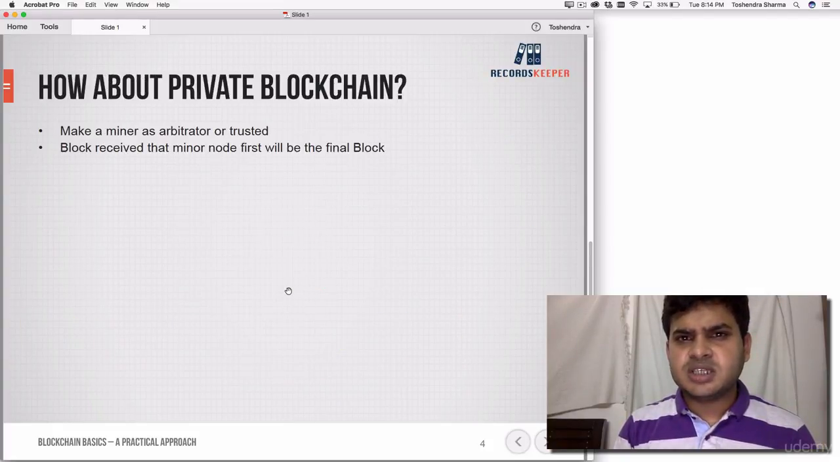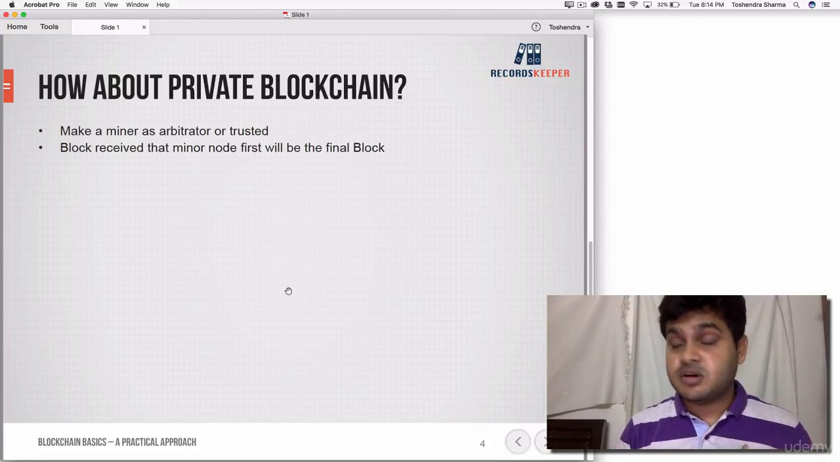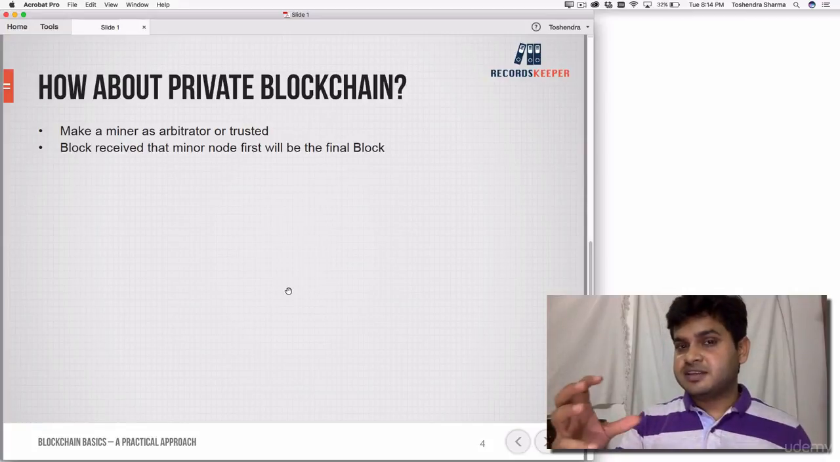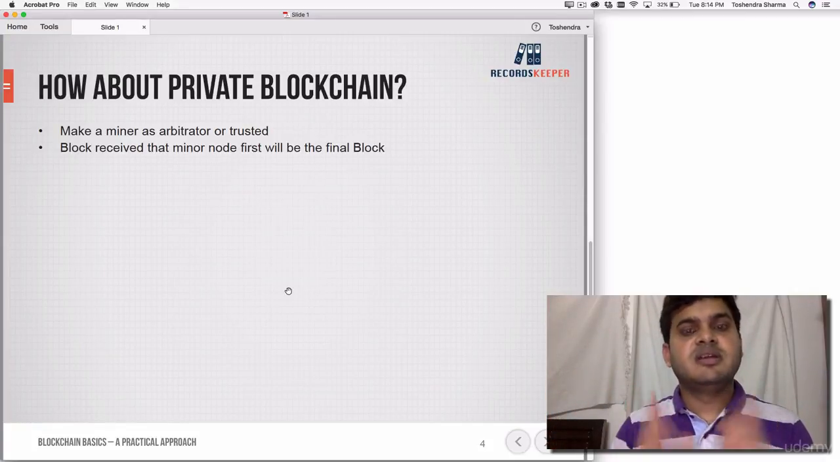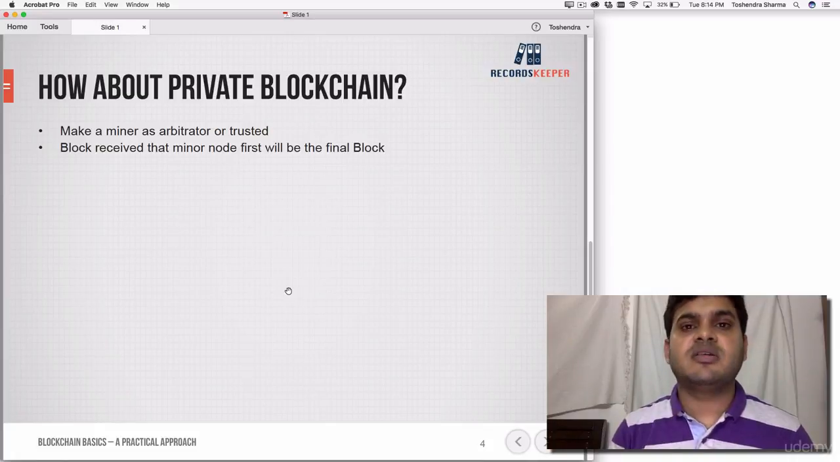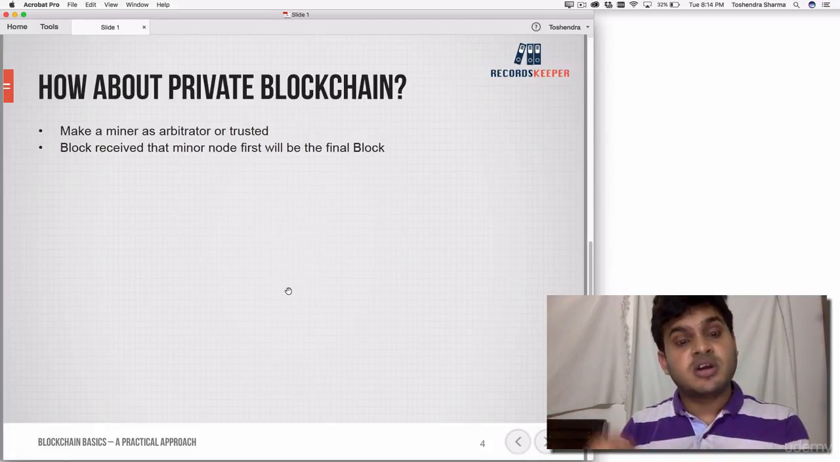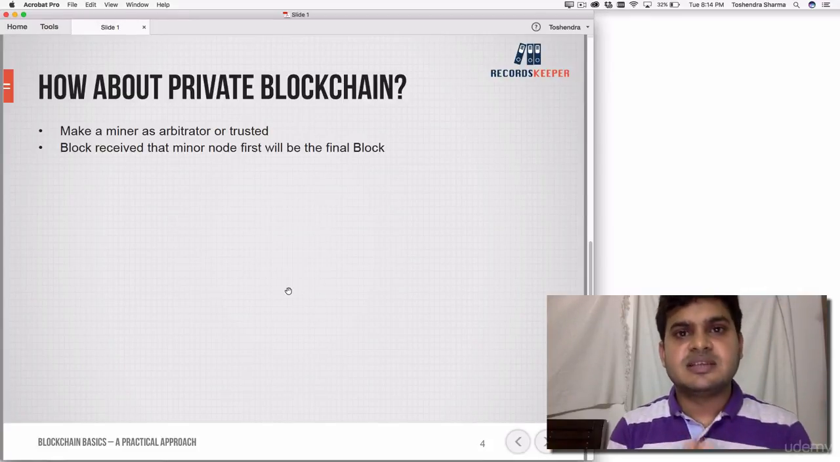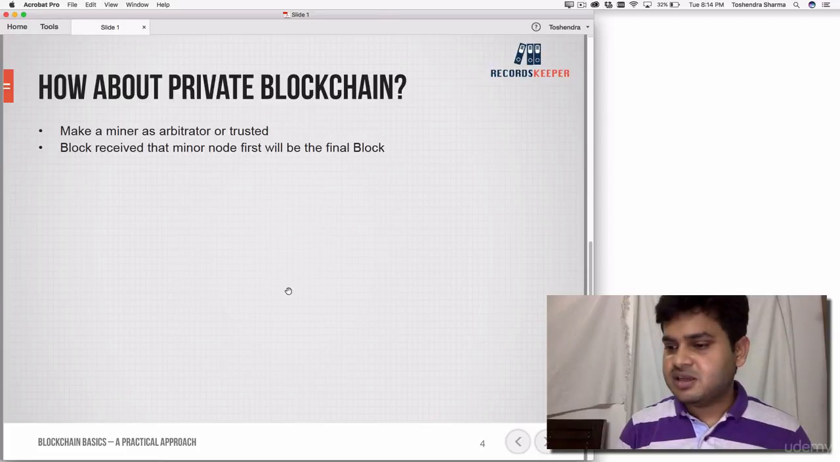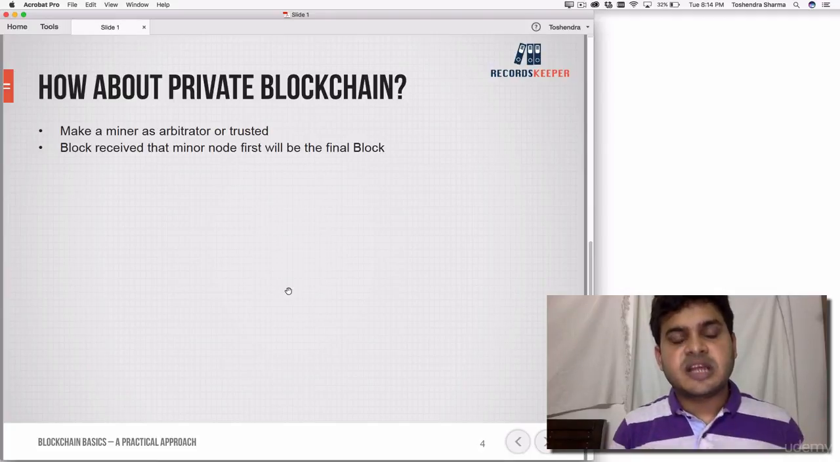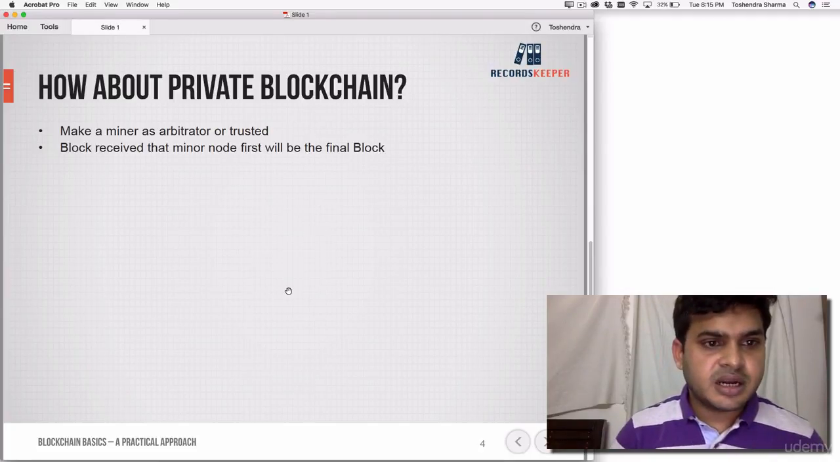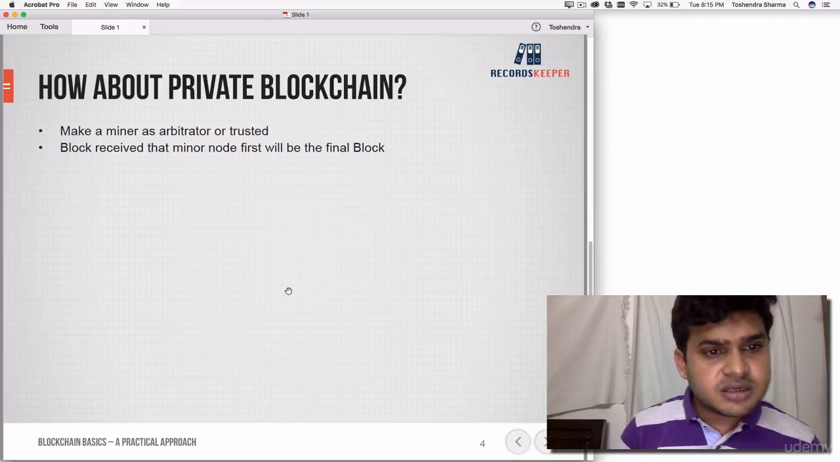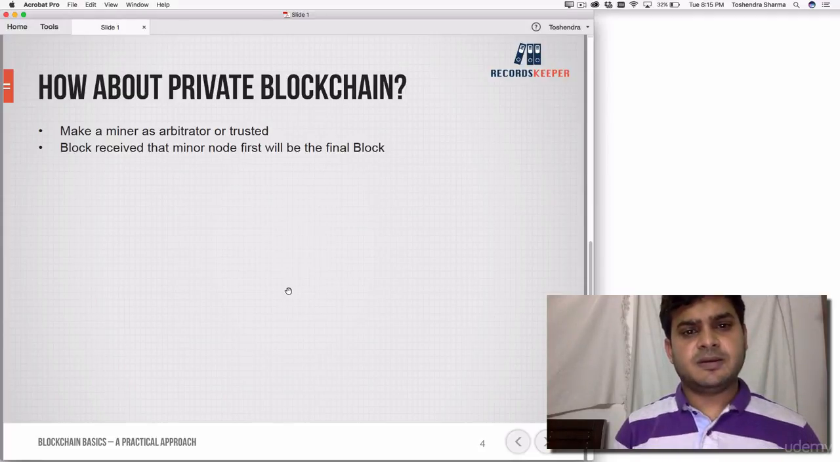But how about the private blockchain? That's the big question. Simple: make a miner an arbitrator or a trusted party, or let's say a senior miner. Whenever he receives the first block, he will keep that block as the final block and keep building on it, and others have to build on that new block, not on the other blocks. That's how a private blockchain can handle it. They can decide their own consensus algorithms. It can be an arbitrator, a senior miner, or a more powerful miner. It can be decided by priorities. The block received first by that miner node will be the final block.